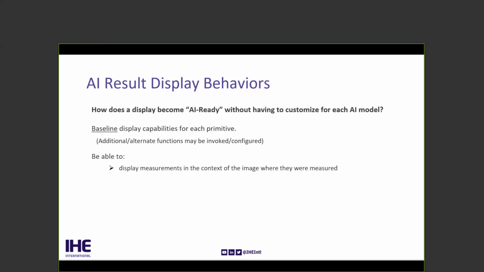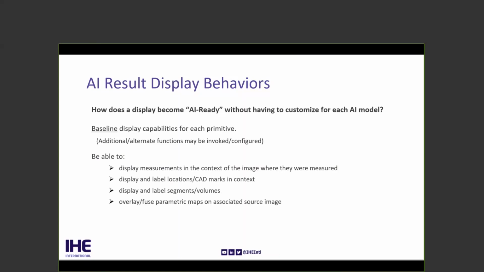As examples, if you've done display measurements on an image, then those should be visualizable in the context of the image where they were measured. If you've come up with locations or CAD marks, again, you need to be able to show those on a corresponding image. You need to be able to present the segments and volumes. You need to be able to put up the labels for what those different segments are and what they represent.